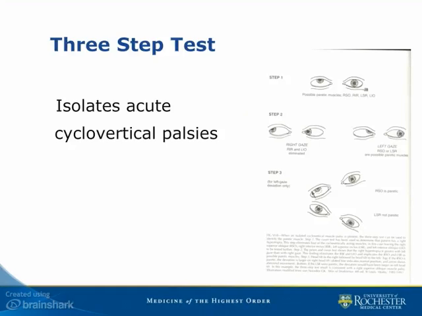The final step is looking at which head tilt has the more deviation. So in this step 3, the patient has a worse deviation with a right head tilt, which isolates it to a right superior oblique being paretic. Again, take some time to work through this because it's going to be very important for patients and testing.